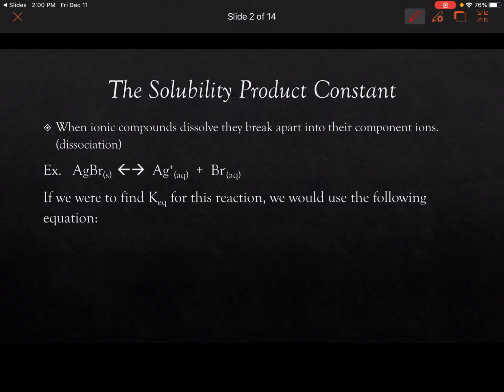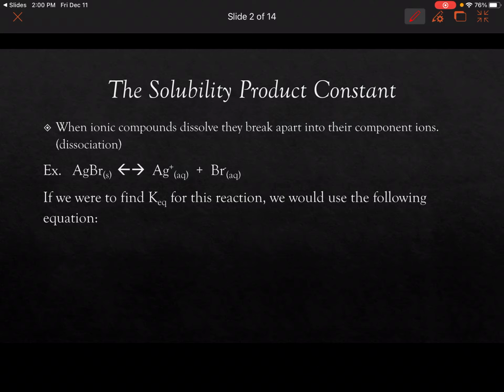This has to do with when ionic compounds dissolve. They break apart into their component ions. So this is dissociation. You would have written dissociation equations in grade 11, and we did touch on this again in our first unit here in grade 12.